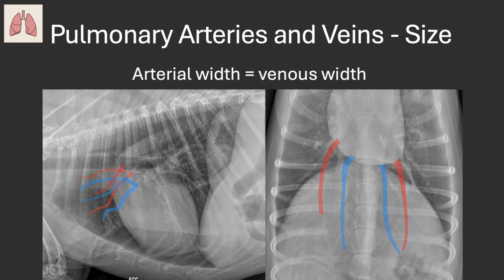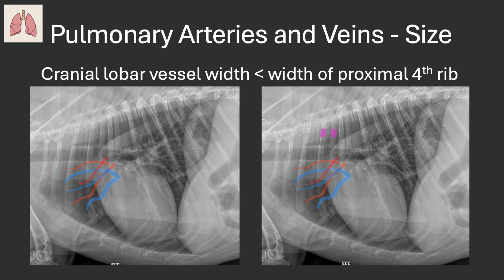Mismatch in size of the pulmonary artery and vein may be an indicator of pulmonary vascular enlargement. This is one of the most accurate methods of assessing pulmonary vessels, with the exception of cases in which there is concurrent arterial and venous distension. Objective evaluation of the pulmonary vessels can be performed by comparing the width of cranial lobar vessels with the width of the proximal fourth rib on the lateral views, as noted by the pink highlight on the lateral view.